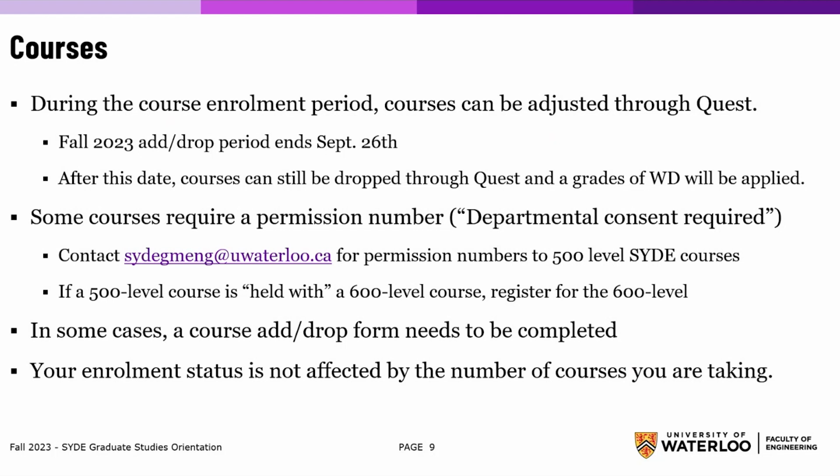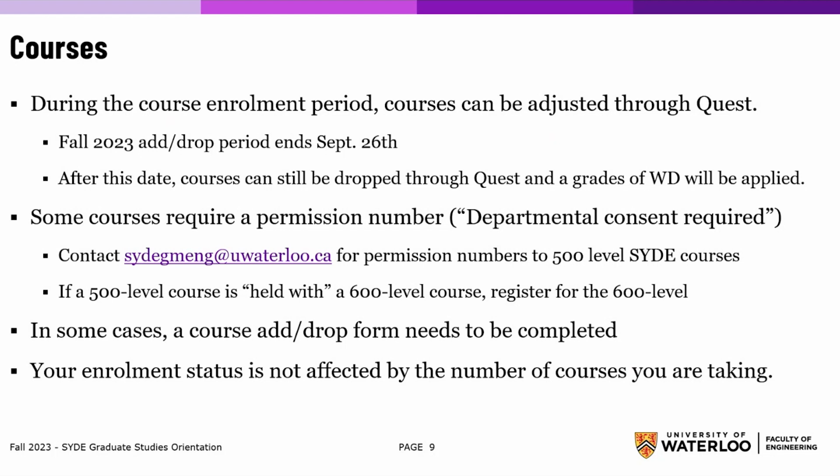Okay, so permission numbers. Some courses require permission numbers, and when you go to enroll in those courses, they're going to say department consent required or something to that effect. For systems design courses, you can get permission numbers by emailing the SYDE meng@uwaterloo.ca email. That will go to whoever our new person we're going to hire is, and they will provide you with a permission number for that course.